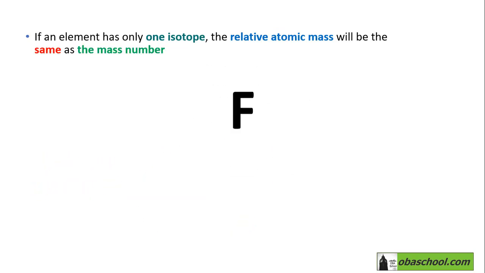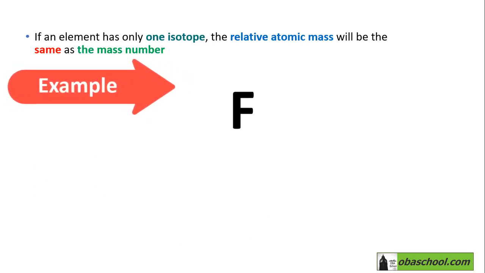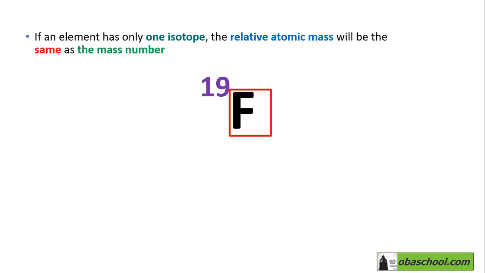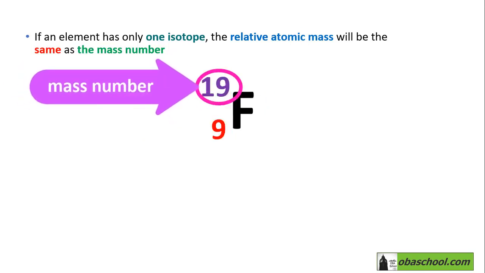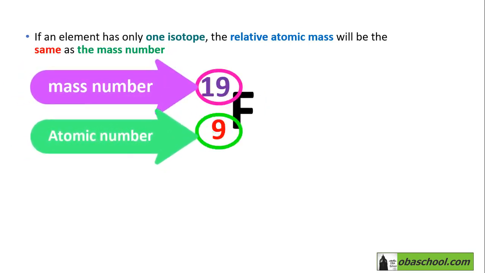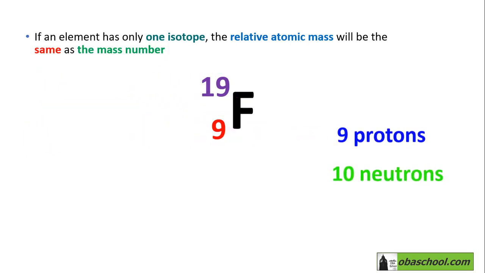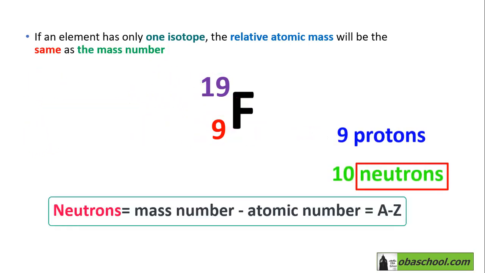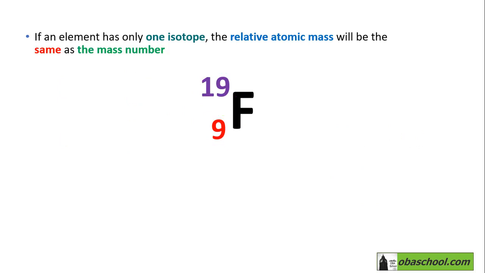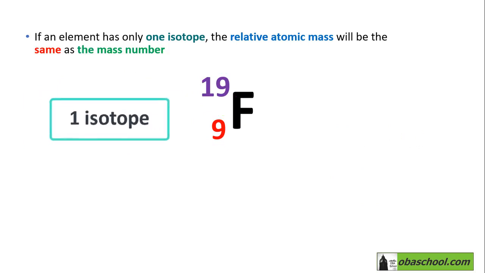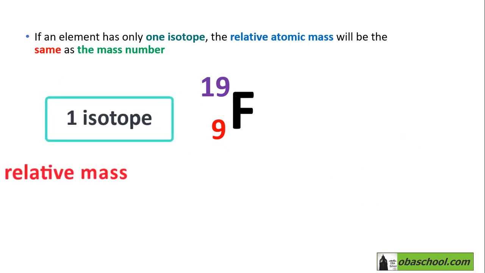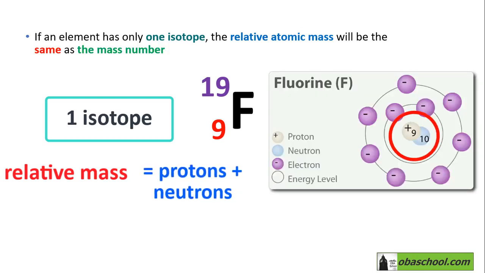An example of an element that only has one isotope is fluorine, which has the chemical symbol F. The mass number of fluorine is 19, and its atomic number is 9. Telling us that an atom of fluorine contains 9 protons in the nucleus and 10 neutrons, as the number of neutrons is the difference between the atomic number and the mass number. And if the element only has one isotope, then its relative mass is just the number of protons and neutrons in the nucleus of an atom of that element.